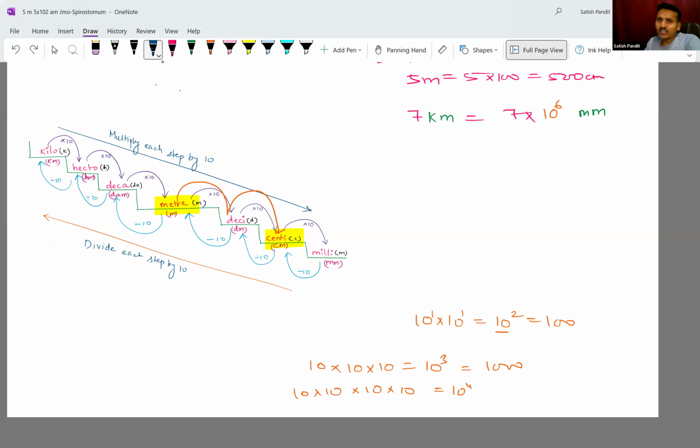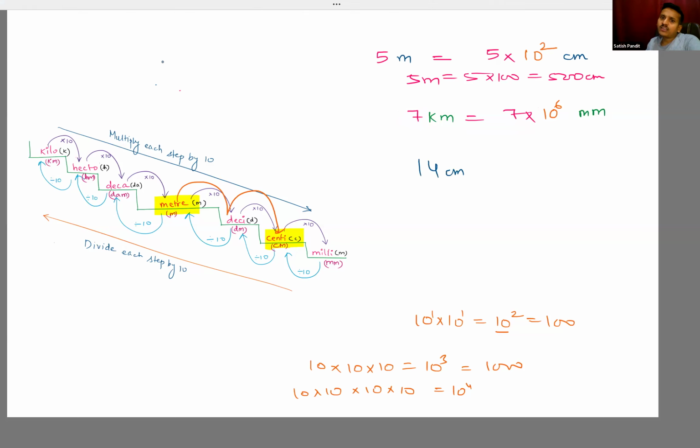Suppose I want to convert 14 centimeter to millimeter. See, 14 is a fixed number, so write 14 as it is. Centimeter to millimeter is only one jump, so 10 to the power 1. 10 to the power 1 means 10. So that means 14 centimeter is 140 millimeter. Are you all getting it, yes or no? It's actually very, very simple.